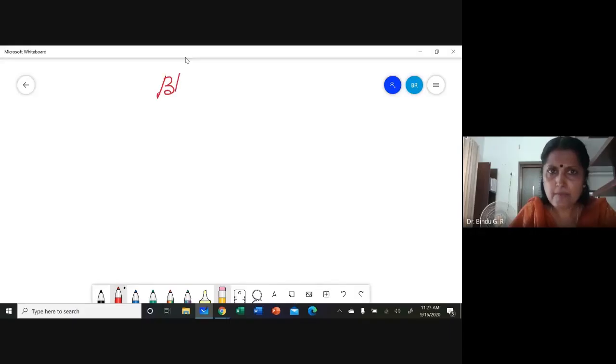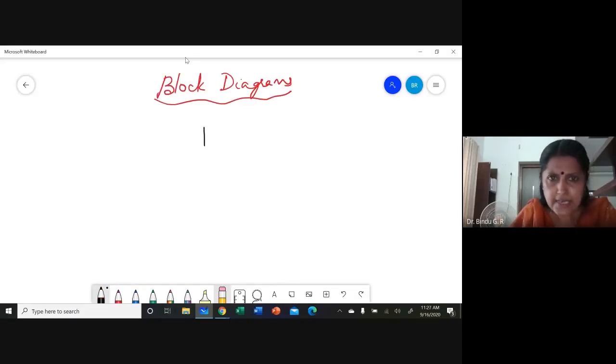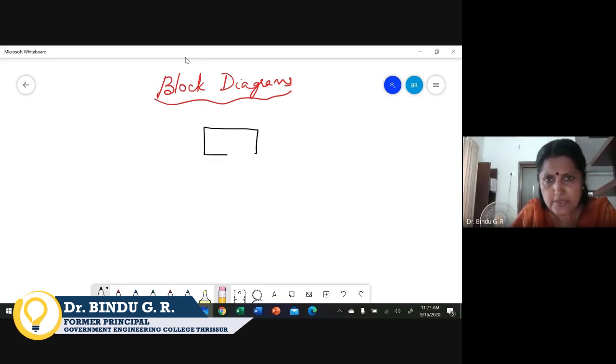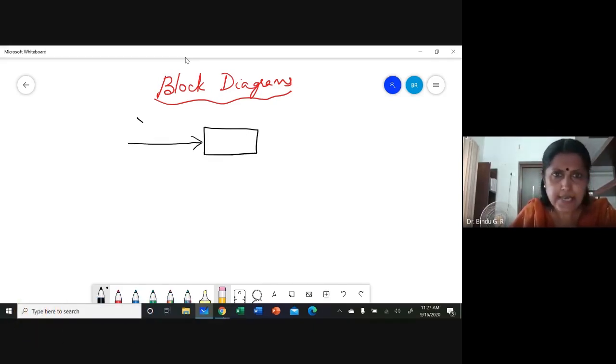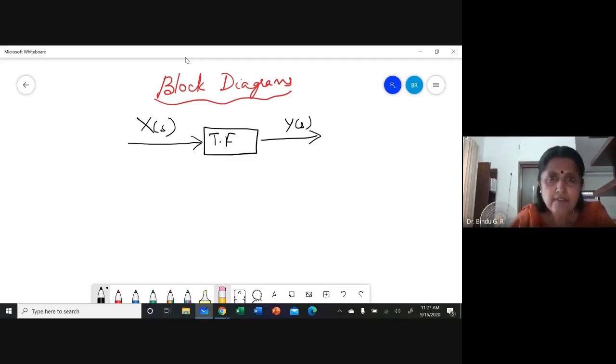Block diagrams. If I'm taking a system and drawing the transfer block diagram like this, with input as X in the Laplace domain and output as Y, I get the transfer function inside. This is just a pictorial representation of the functions performed by a system.